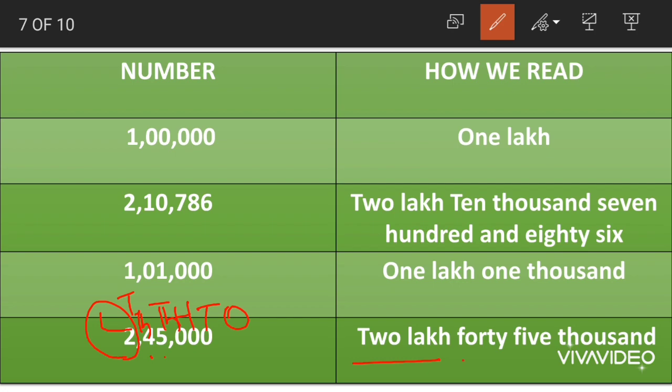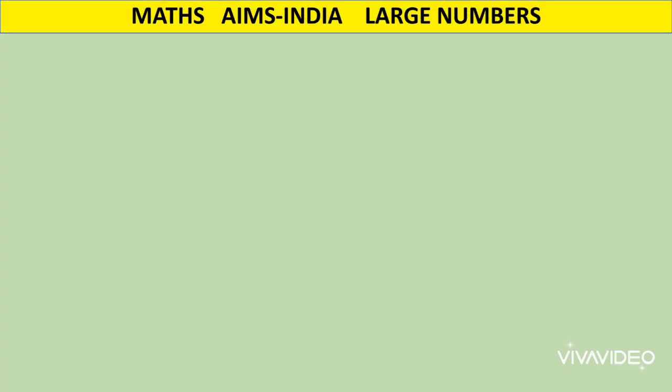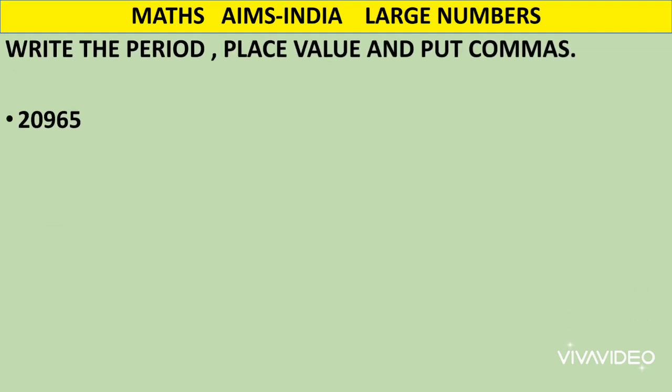What does 45 mean? 45 is in the thousands period, so we read it as 45,000, and then the place values of 0 will be 0 only. 2 lakhs 45,000. How do we read this, children? 2 lakhs 45,000. I hope this is clear, because now we'll solve some problems together.